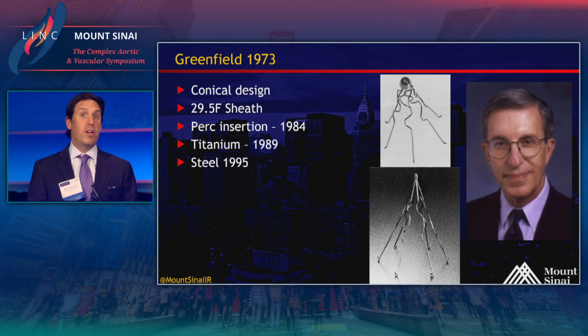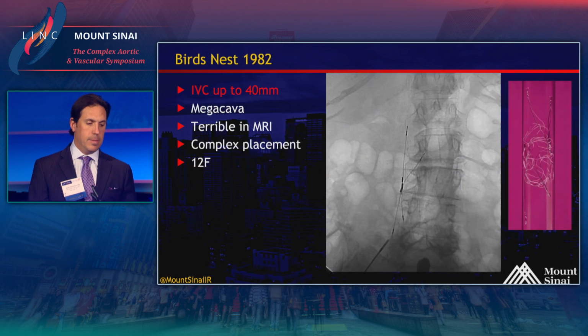This was almost a 30 French sheath. Percutaneous insertion first occurred in 1984, and then they developed a titanium and then a steel version in the late 80s, early 90s. The bird's nest was developed in 1982. This was indicated for IVCs that are up to 40 millimeters.